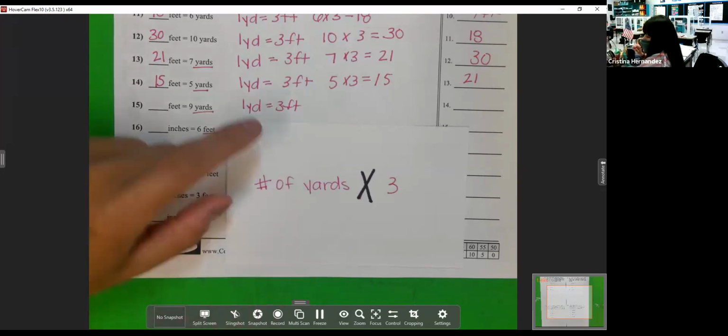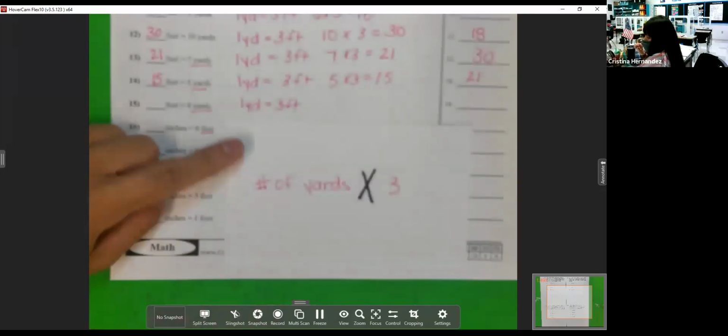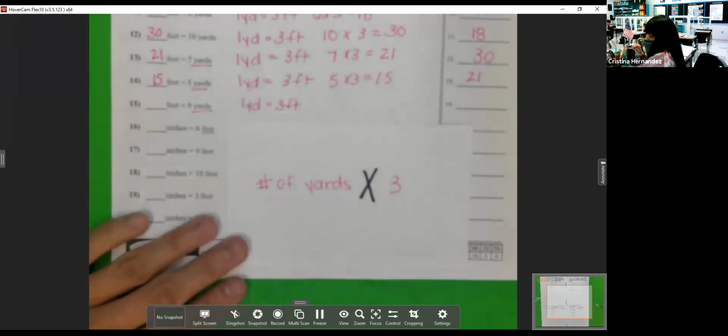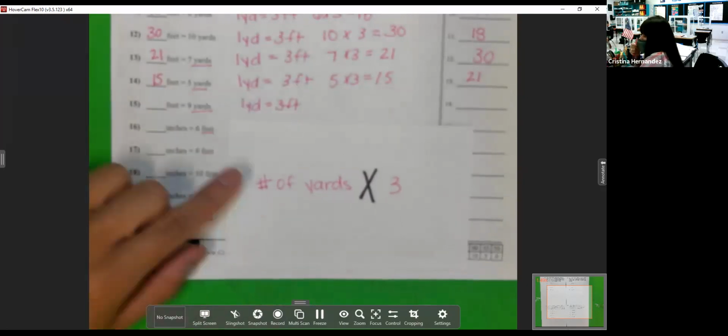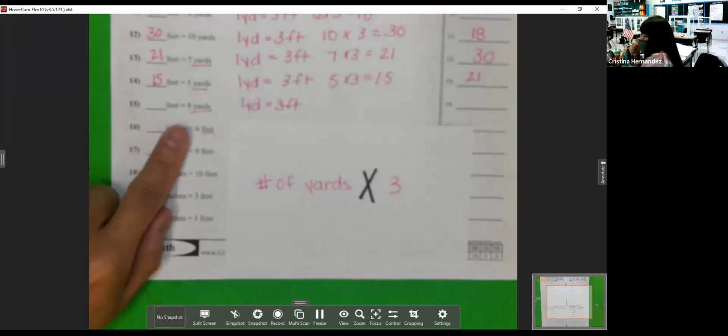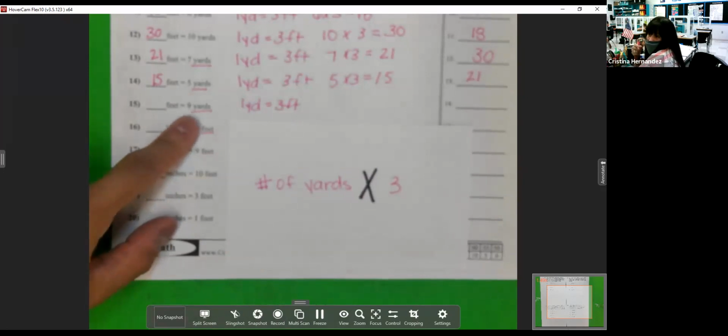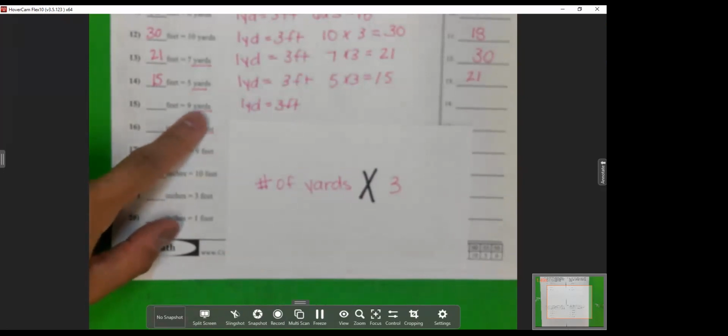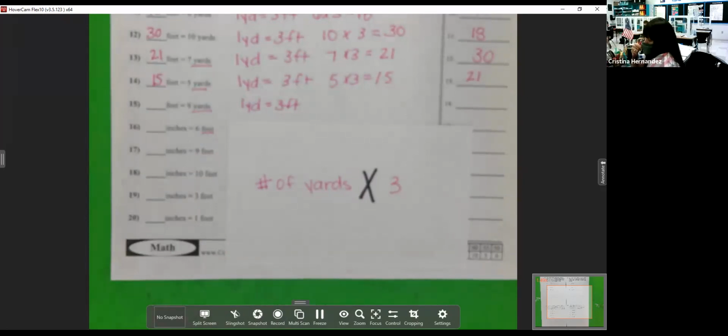So, like I was just telling them over here, 1 yard equals 3 feet. So now we're going to use our formula. How many yards are we converting to feet on problem 15? Pay attention at home. 9. Hold your answers, okay?